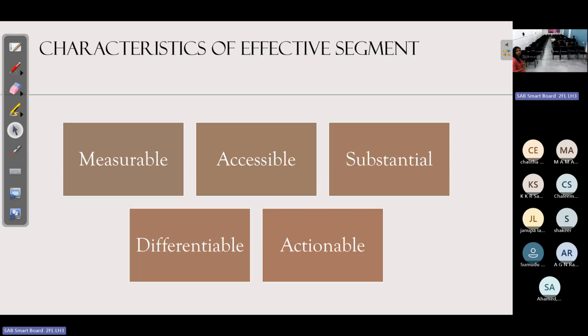Okay. So that's what we call substantial. You can put it there. Segment should be large and profitable.